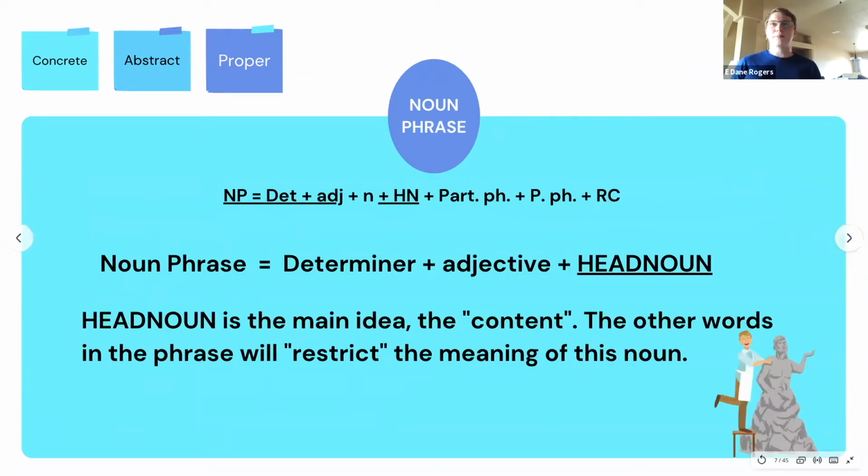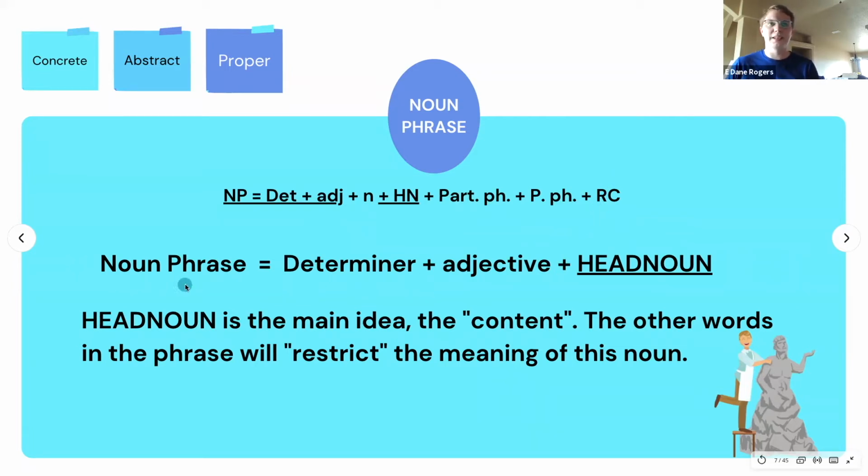Now, this is where things get a little more hairy. This is my formula for a noun phrase. The noun phrase is centered around its head noun. This is going to be the controller or the king of this phrase. Everything else in the phrase is going to be based off of this. Today, we're going to focus just on the noun phrase where we put the determiner, the adjective, and the head noun. Later on, we're going to add participial phrases, prepositional phrases, and relative clauses.